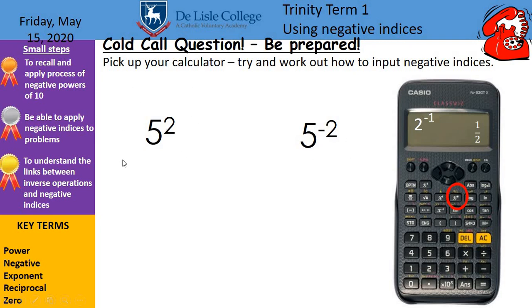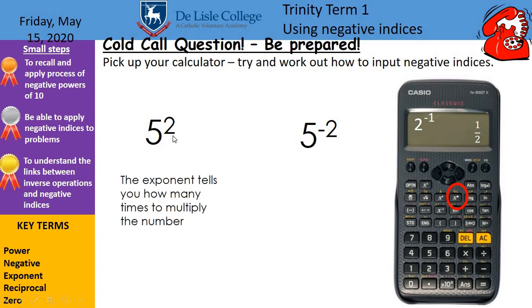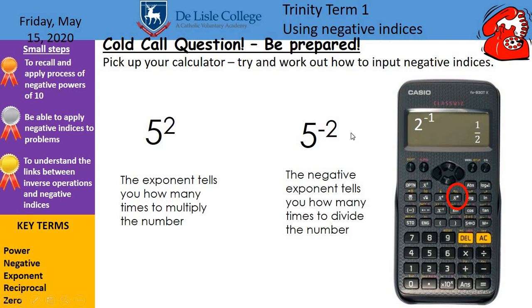Now we know that actually 5 to the power of 2, the exponent, so the indice, just tells you how many times to multiply the number. Okay, whereas when you have a negative exponent, it tells you how many times to divide the number, and that should make sense because the opposite to multiplication is division. So when you've got a negative exponent, that's actually what you're doing, and that's why the number you end up with as your answer is actually smaller than the base value. So 2 to the power of negative 1 is a half, whereas 2 to the power of 1 will be 2, because with 1 you're multiplying and with 1 you're actually doing repeated division.